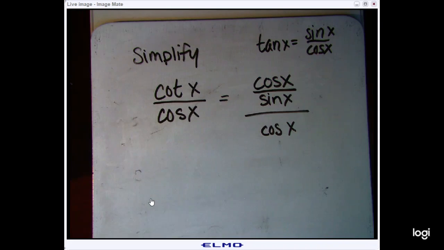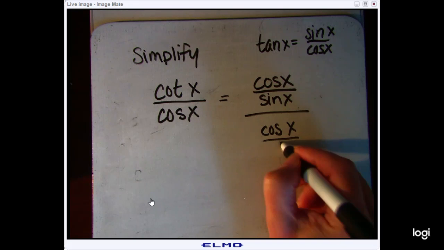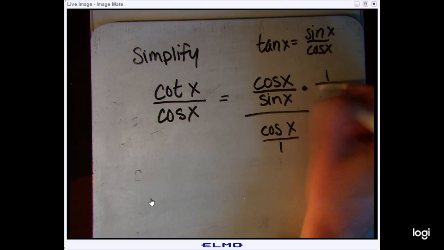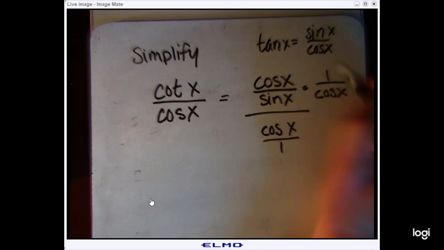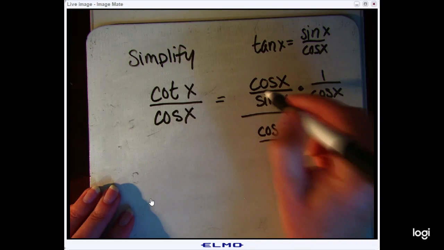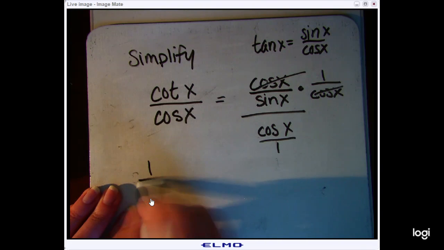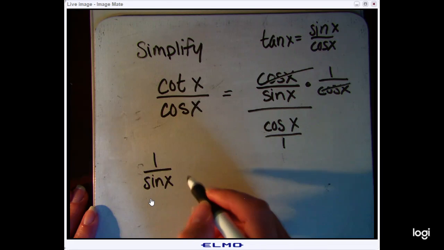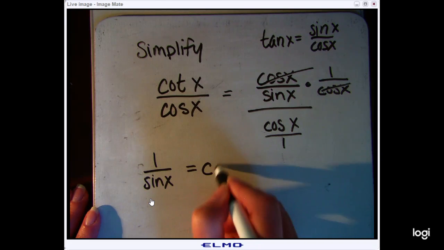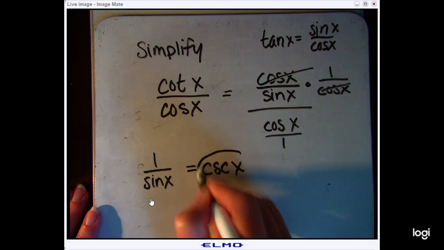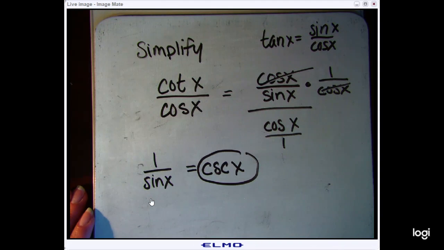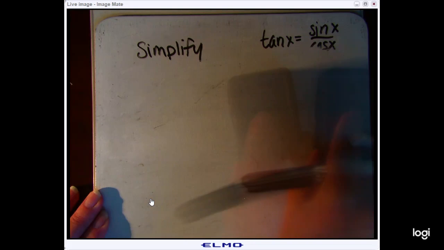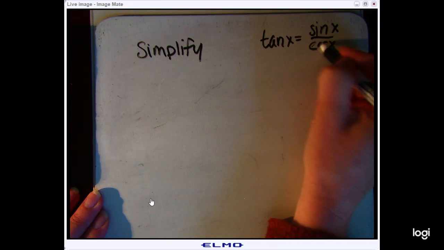All right, and let's make this look like a fraction. How do we divide by a fraction? We flip and times. 1 over cosine of x. Now what happens? Cross cancel. Those can go away. I'm left with 1 over sine of x. Look back to your notes and your trig identities. 1 over sine of x equals cosecant of x. And you're done with that problem.